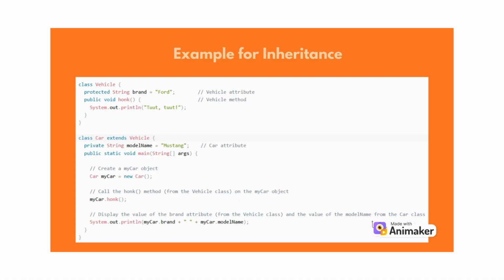Now, here's what happens in the main method. We create a new object called myCar from the car class. Car myCar equals new car. Then we call the honk method on that object, even though the method is defined in the parent vehicle class. It works because the car class inherits it. myCar.honk. Finally, we print out the brand, which comes from the parent class, and the model name, which is specific to the car class.